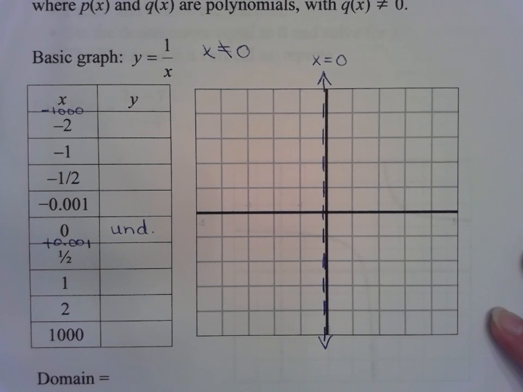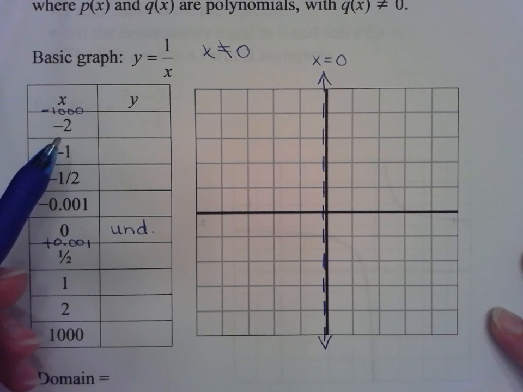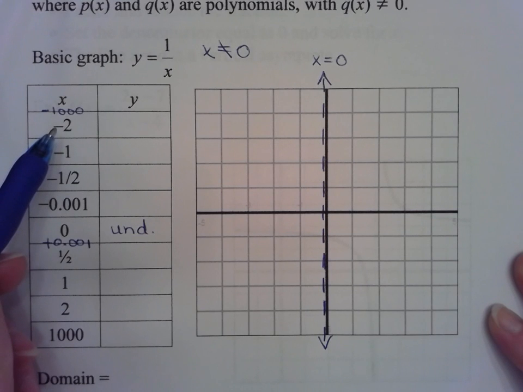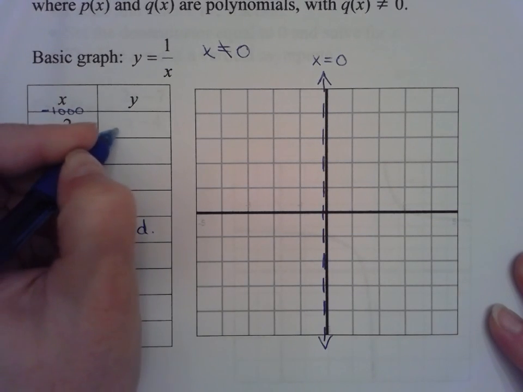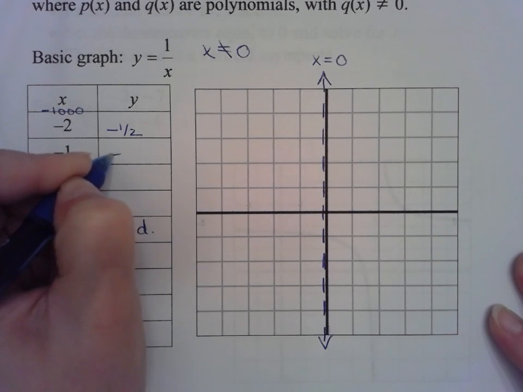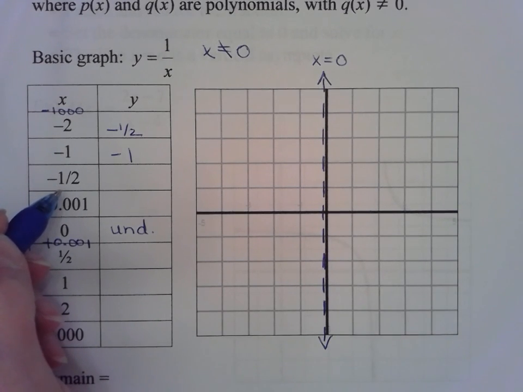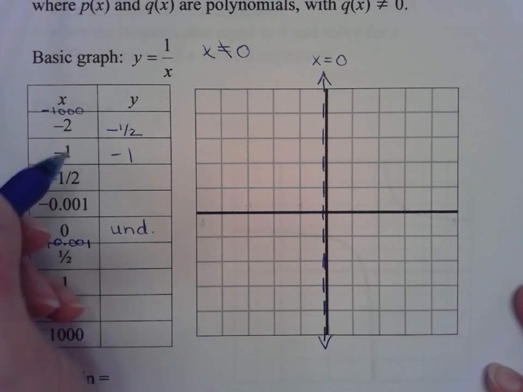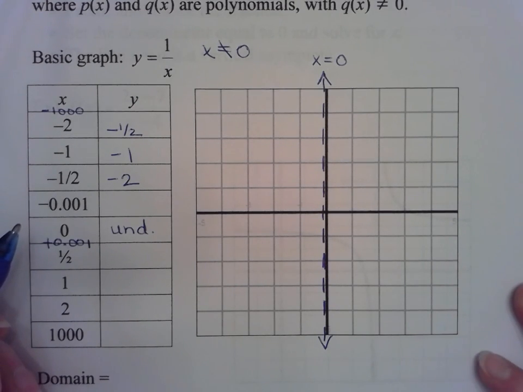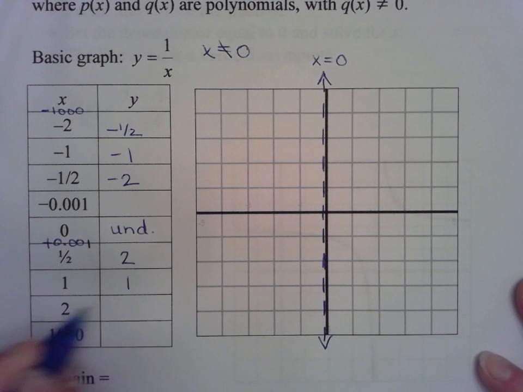All right, and then let's plug in the rest of these values. We'll come back to the really large and the really small ones. Let's fill in these in the middle. So if I put in -2, 1 over -2 would be -1/2. If I put in -1, I would get -1. 1 divided by -1/2 is like 1 divided by 0.5, so it should be a 2, and this one is negative. Same thing on the positive side. 1 divided by +1/2 would be +2. 1 divided by 1 is 1. And 1 divided by 2 is 1/2.